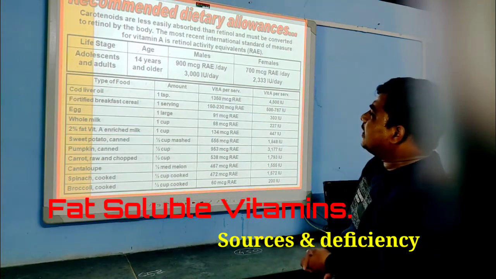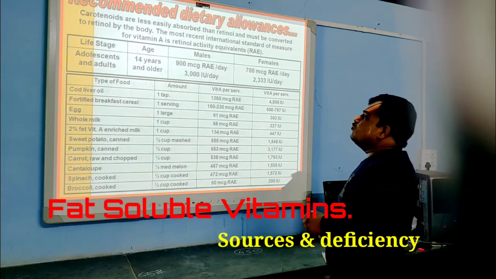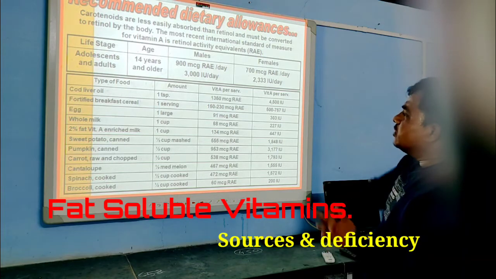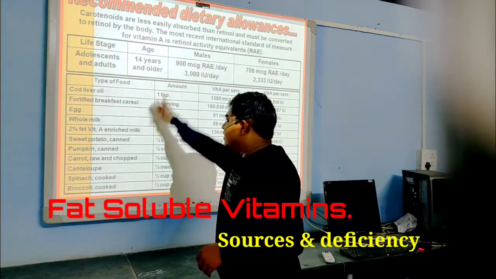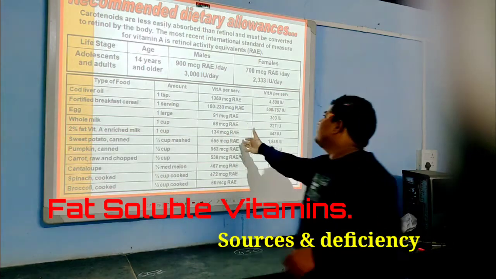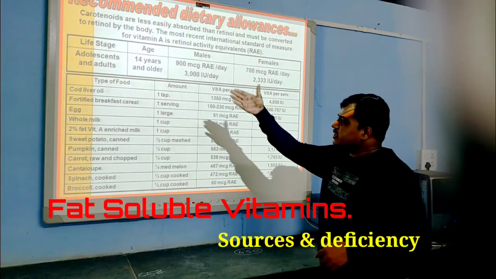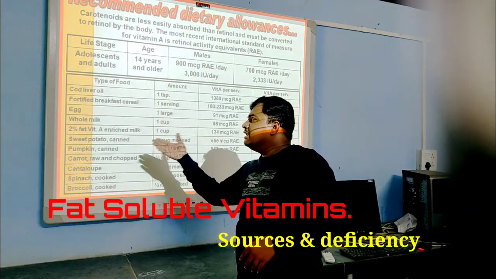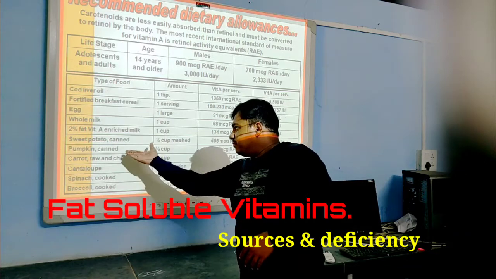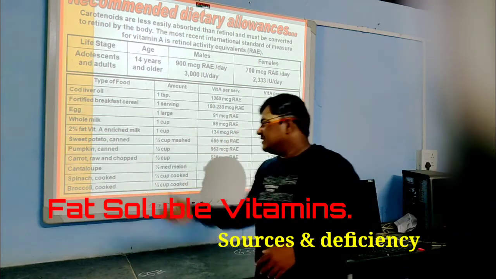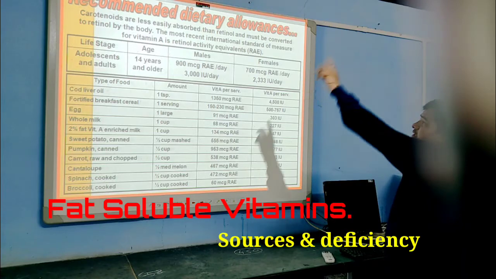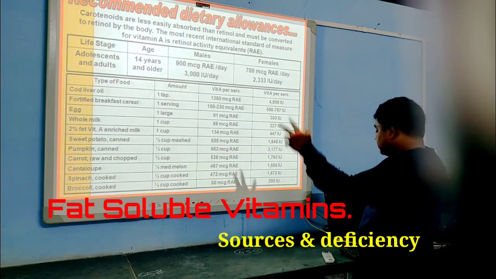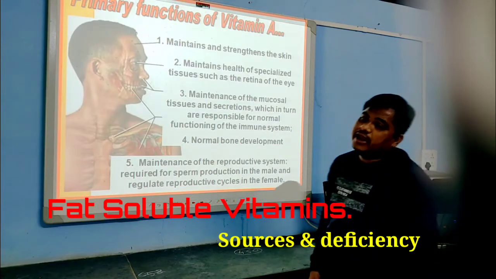For adolescents and adults, age 14 years and older, the type of food is given. In this table, you can see the type of food, the amount, and the vitamin per serve. Here it contains liver oil, fortified breakfast cereals, eggs, and whole milk. Then pumpkin, carrot, and pineapple are there. This is the table showing the products that contain vitamin A.